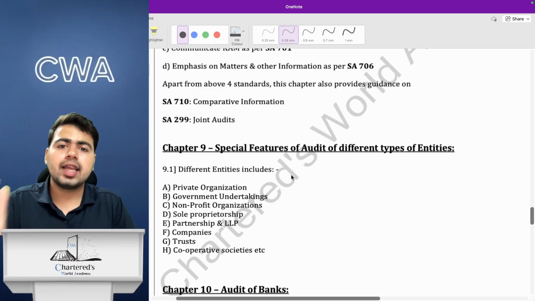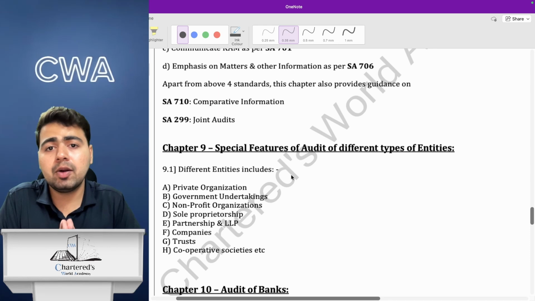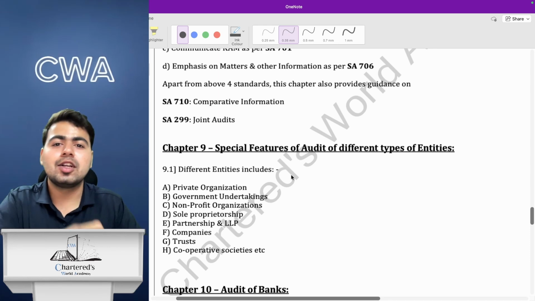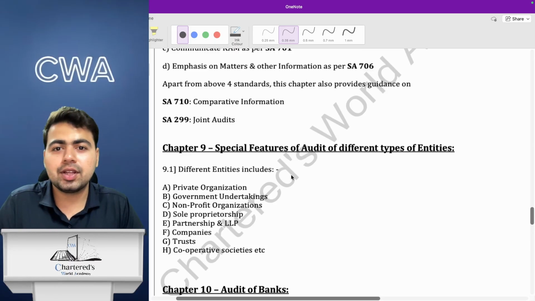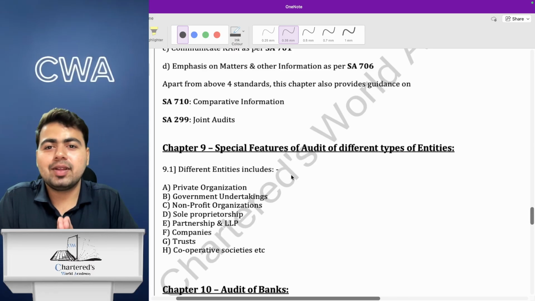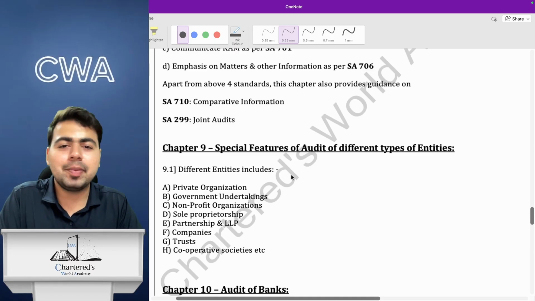Now, moving ahead with chapter number 10, we learned about audit of banks. Audit of banks was utmost important at an intermediate level, because when you do articleship, you would get an ample amount of opportunity to do at least one bank audit in a year. If you are lucky, you might even get concurrent audit.